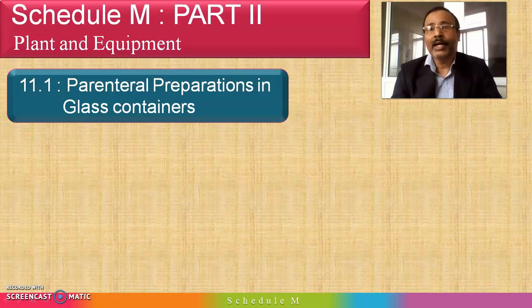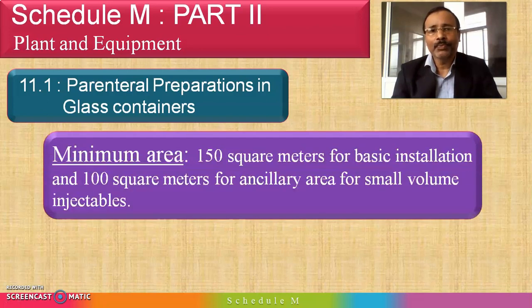Now check out the area which is required for parenteral preparation. 150 square meter, which is quite big compared to others. So 150 square meters for basic installation and 100 square meter for ancillary area for small volume injectables. Right. So this is the highest requirement up till now. We have already covered 10 categories, and all of them are below 150 square meter. Now it's showing for parenterals near about 150 square meter for basic installation.